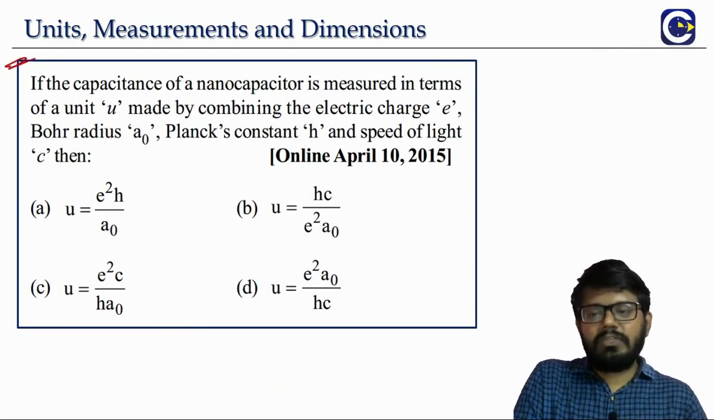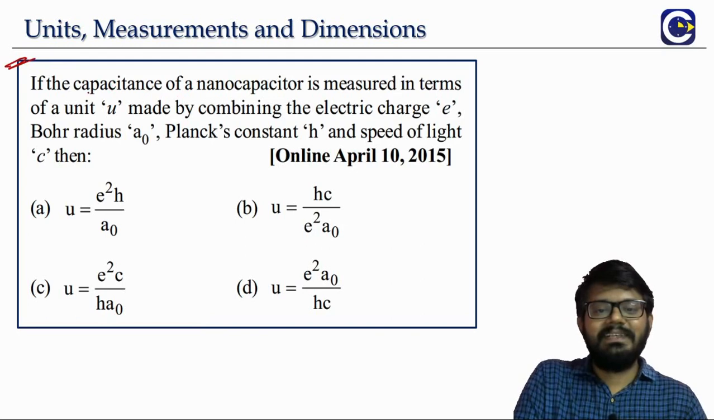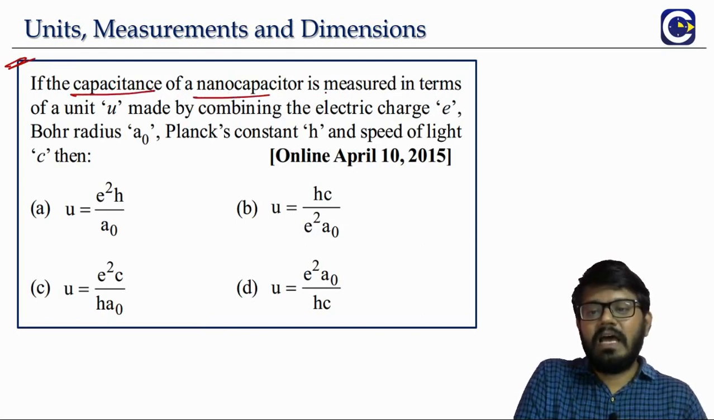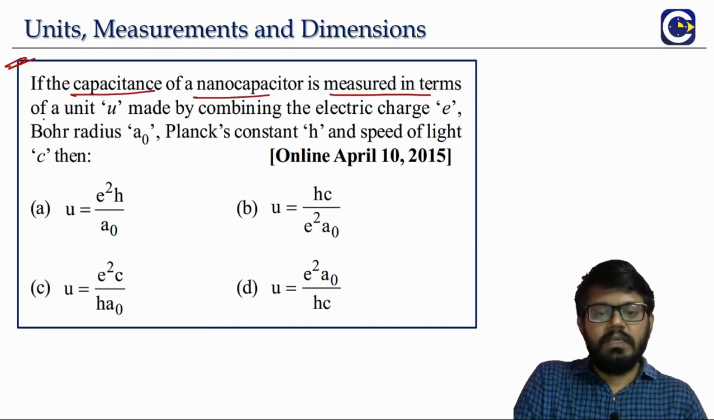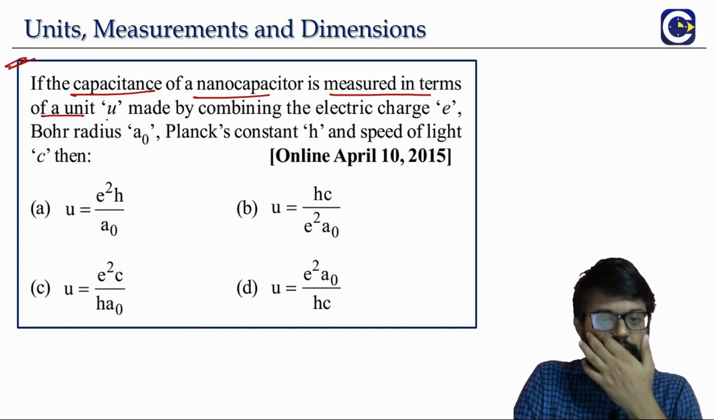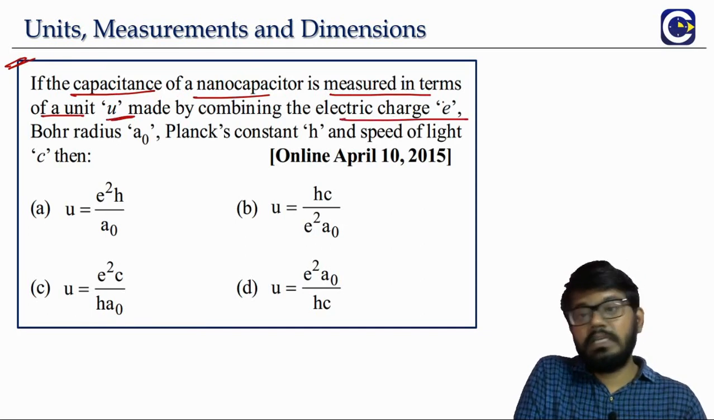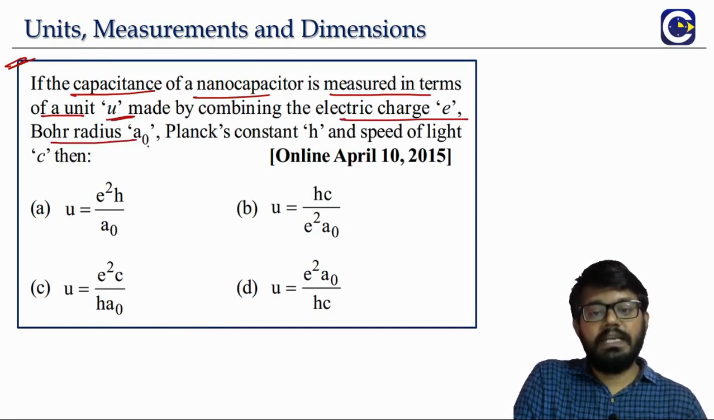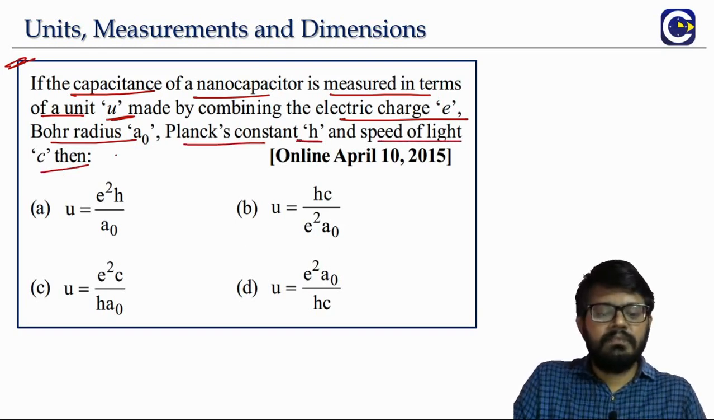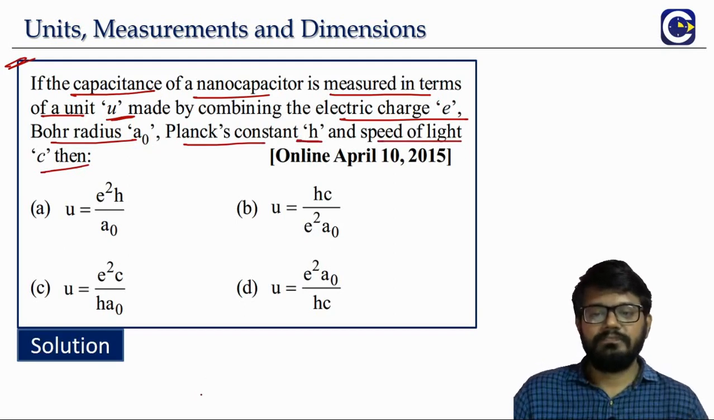Let us look at the next question. This is one more question based on the dimensions. If the capacitance C of a nano capacitor is measured in terms of a unit U, so capacitance unit, it is made by combining electronic charge, Bohr's radius, which is a distance, Planck's constant h and speed of light c. Then we have to tell what is the relation.